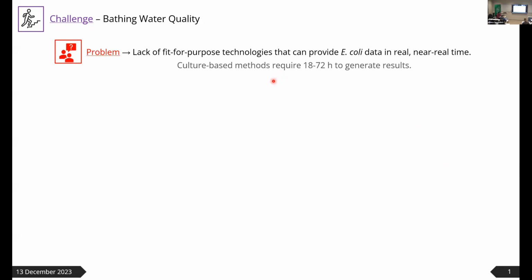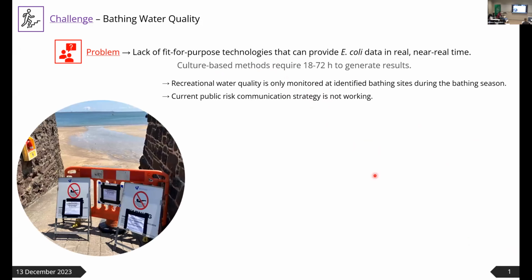The reason for that is because culture-based methods are slow to provide results and usually take between 18 to 72 hours, which makes same day sample and mitigation action impossible. Two other underlying problems we identified is that recreational water quality is only monitored at identified bathing sites during the bathing season. And then there is a lack of sound communication in terms of the public risk associated with poor water quality.